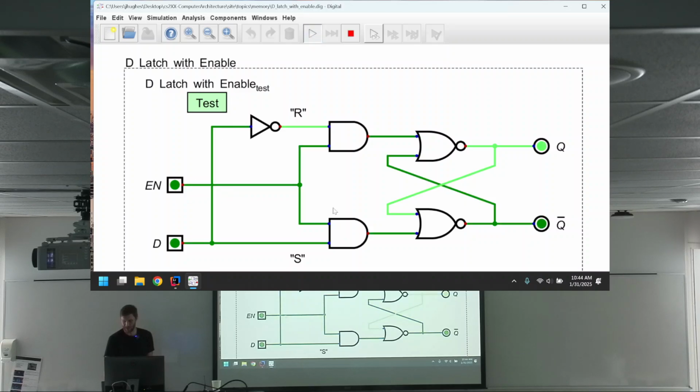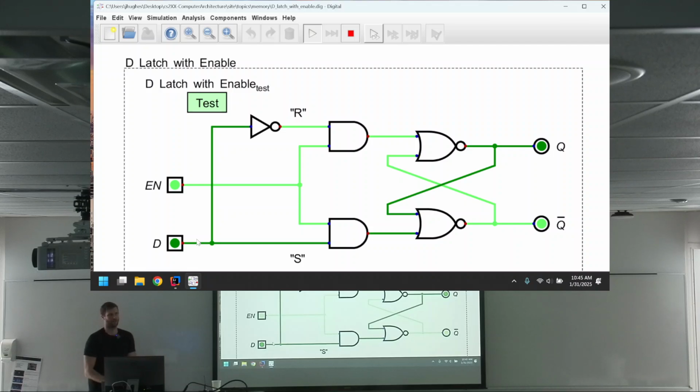So if enable is low and Q is high, but remember, what's the state going to be? It's kind of a roll of the dice, right? So Q is high. It doesn't matter what's going on here. Q doesn't change. If I turn on enable, well, it's immediately going to go low because this is 0, and a 0 gets stored. Let's hit pause for a second.